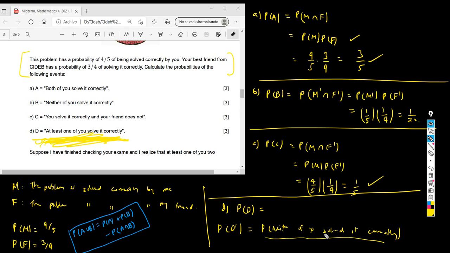The probability of neither of you solving it correctly, which is this one, B, is 1/20th. Can you see? So basically, all we have to do is this. Since I already know that the probability of the complement of D is 1/20th, then I can get the probability of D, which is simply 19/20, because this number plus this number should be equal to 1. And that's it. That solves the problem.